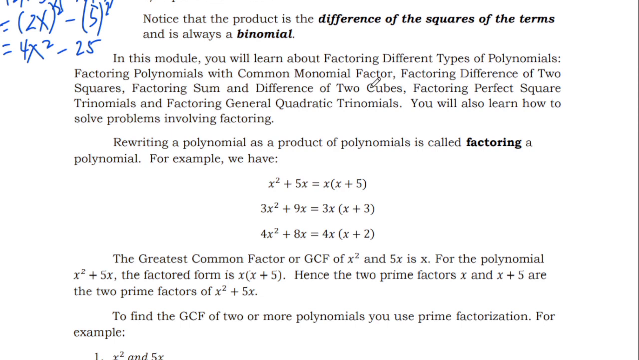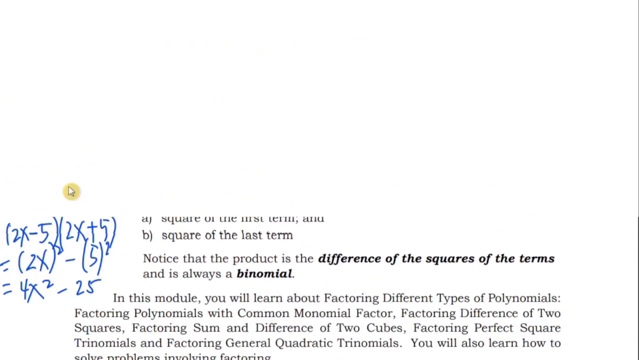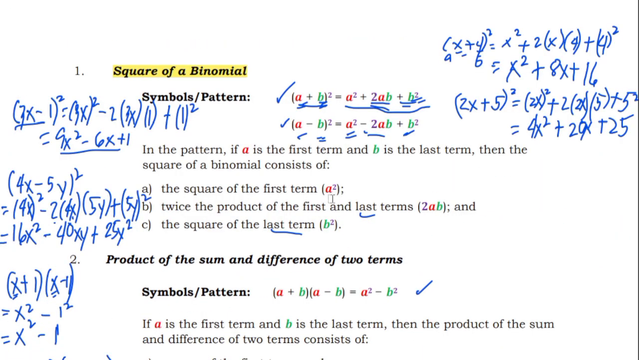Our major concern in this given topic is what they call factoring. So, factoring a given polynomial. For example, we have x squared plus 5x. Meaning to say, we're just going to return it back. So we are going to reverse the order.